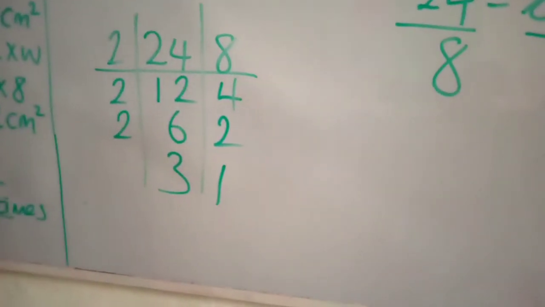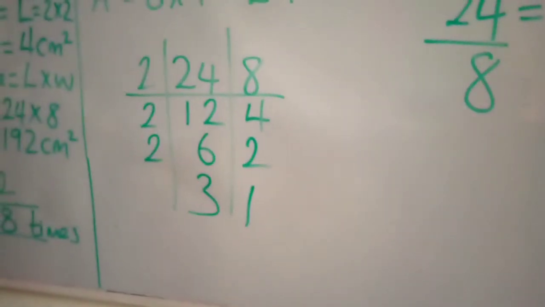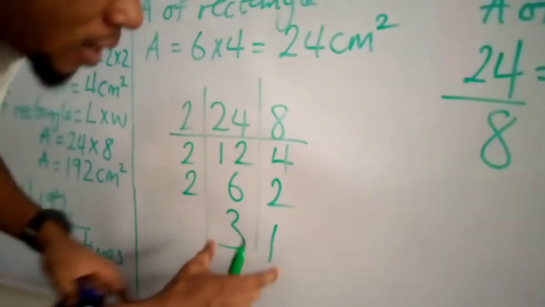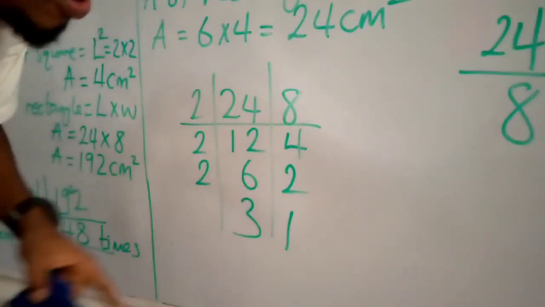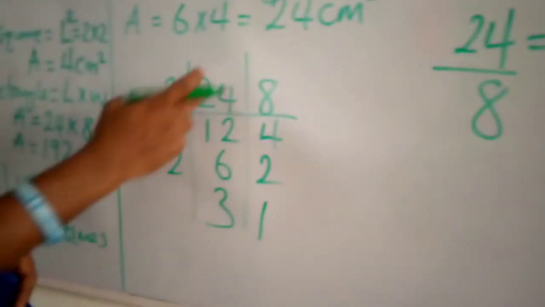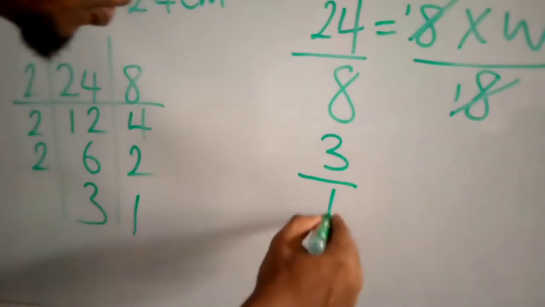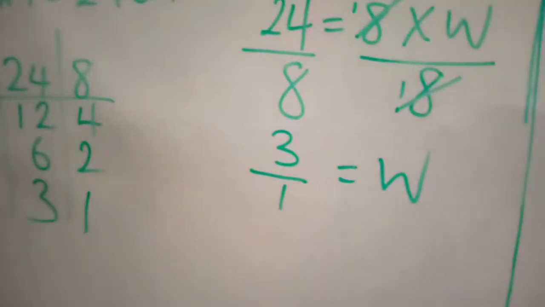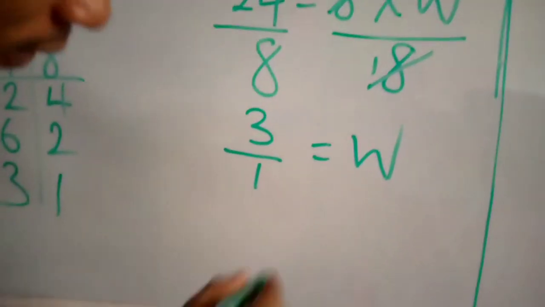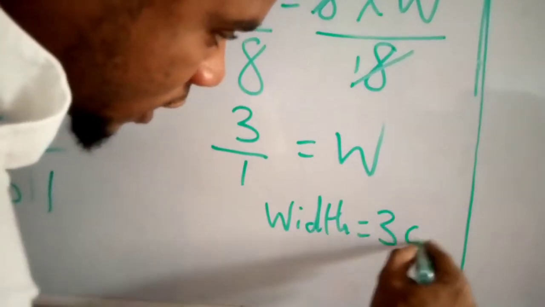What can divide 3 and 1? Nothing. We cannot use 1 to divide both because it won't change anything. If you use 3, 3 can divide itself, but 3 cannot divide 1. So this is where we stop. Remember, we are not looking for HCF, we are only asked to reduce this. So what is left is 3 and 1. So 3 divided by 1 is the same thing as 3. So your width is 3 centimeters.